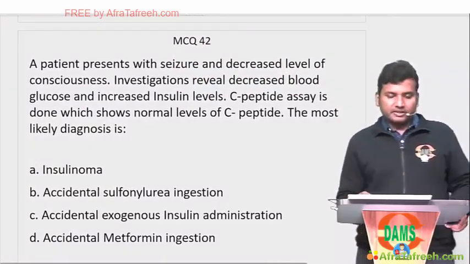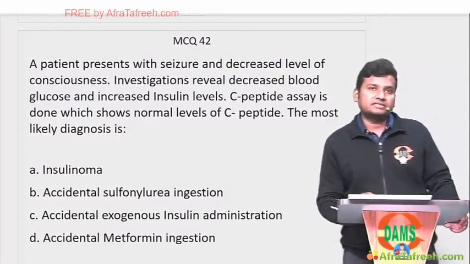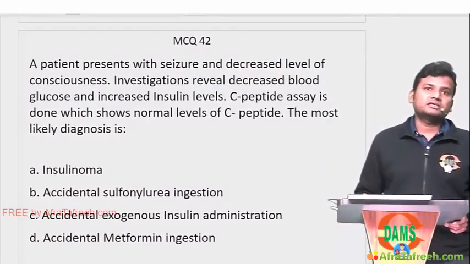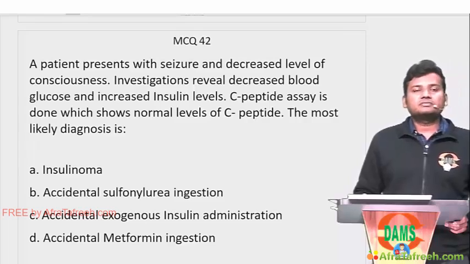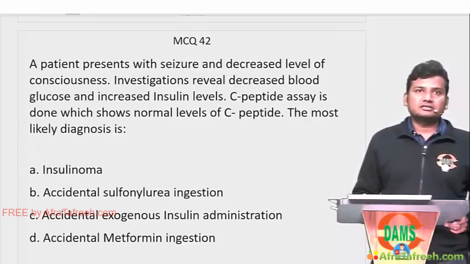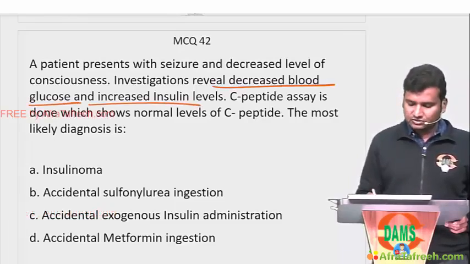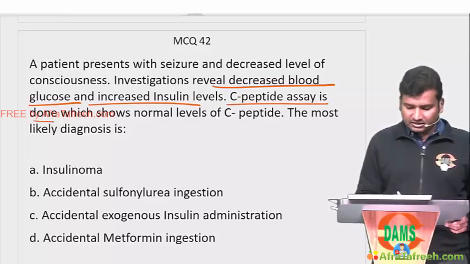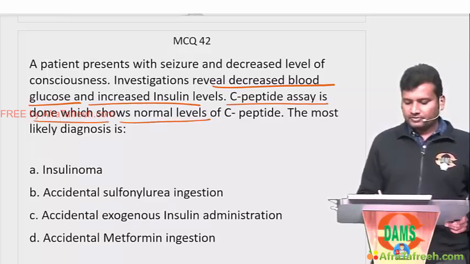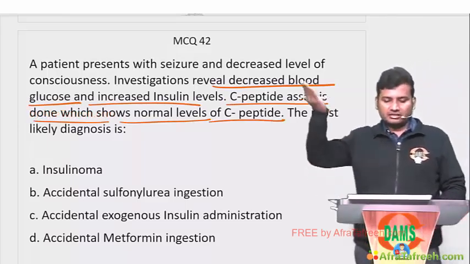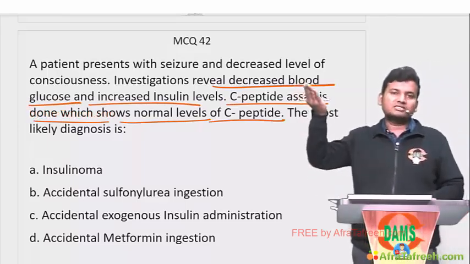D. A patient presents with seizure and decreased level of consciousness. Investigations reveal decreased blood glucose and increased insulin levels. So now we are having decreased blood glucose, increased insulin. C-peptide assay is done, which shows normal levels of C-peptide. So our patient is having increased insulin and normal C-peptide.